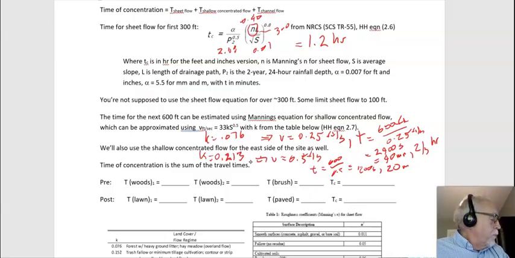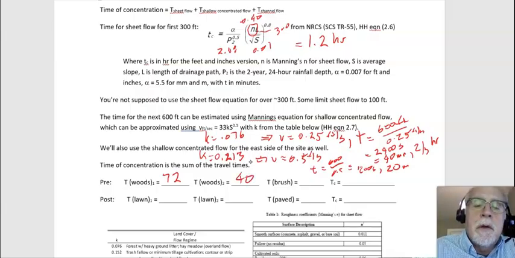So our pre-development time of concentration: we have 72 minutes, 1.2 hours, in the woods. We have 40 minutes, no, sorry, that's the sheet flow. And then 40 minutes of shallow concentrated flow. And then 20 minutes on the right side of things. So a total time of concentration of 132 minutes equals 2.2 hours.